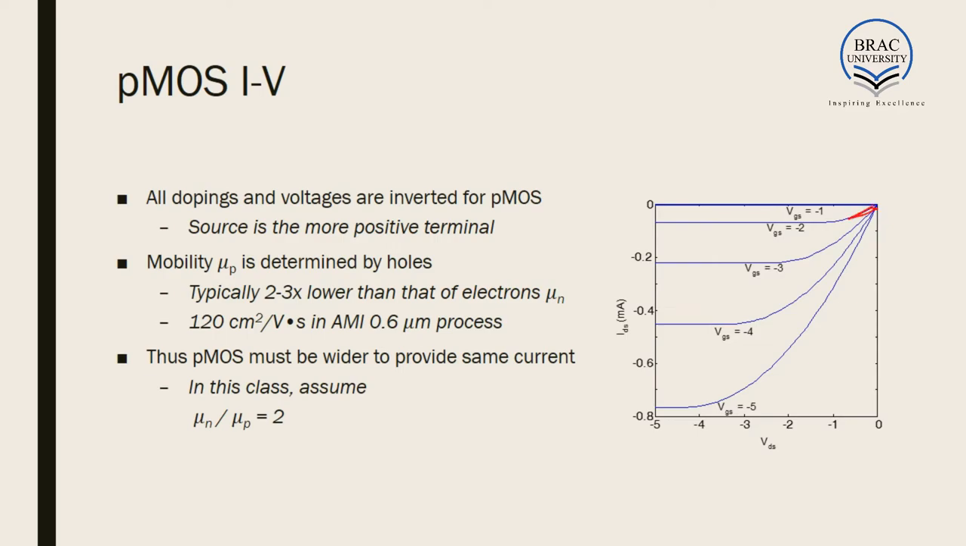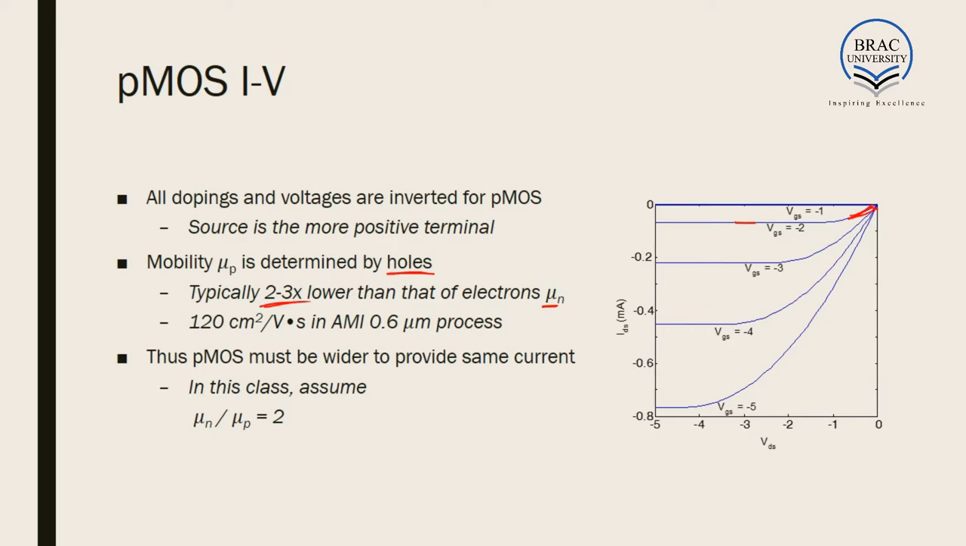We have a linear region, and then we have a saturation region, but everything is on the negative side, because the PMOS is almost inverse to the NMOS in its operation. One thing to be noted is that in the case of PMOS, the majority carriers, or the actual carriers, are the holes, and holes are slower than electrons. Holes are about 2 to 3 times slower than electrons. That is, the mobility of holes is 2 to 3 times lower than that of electrons.